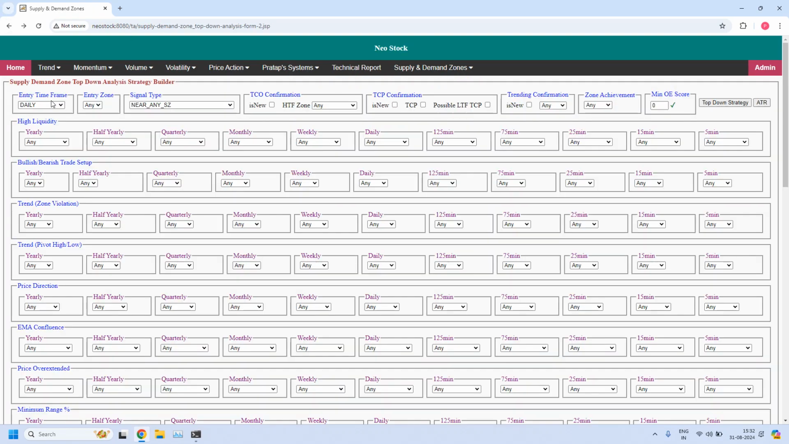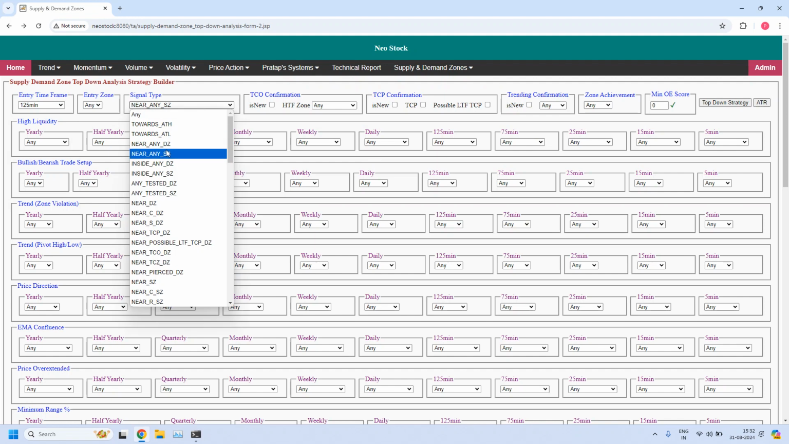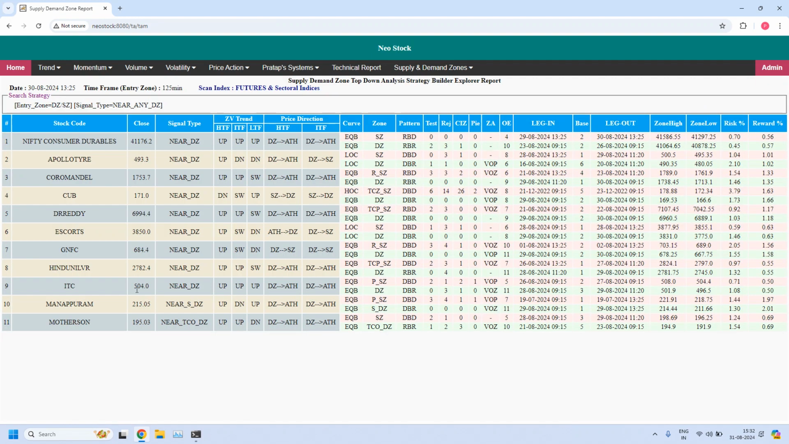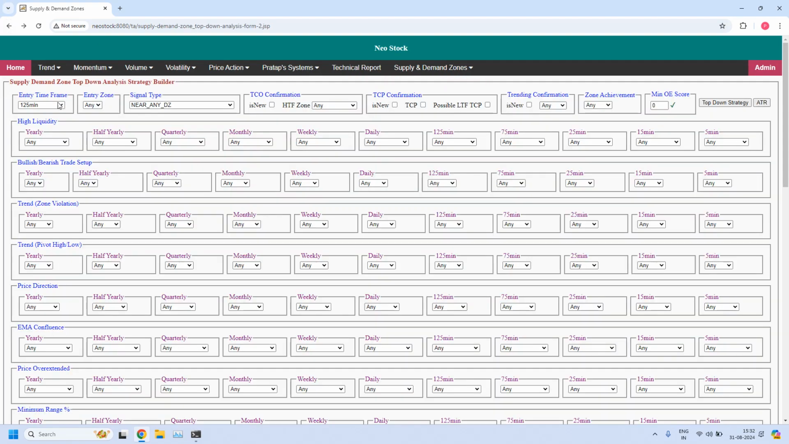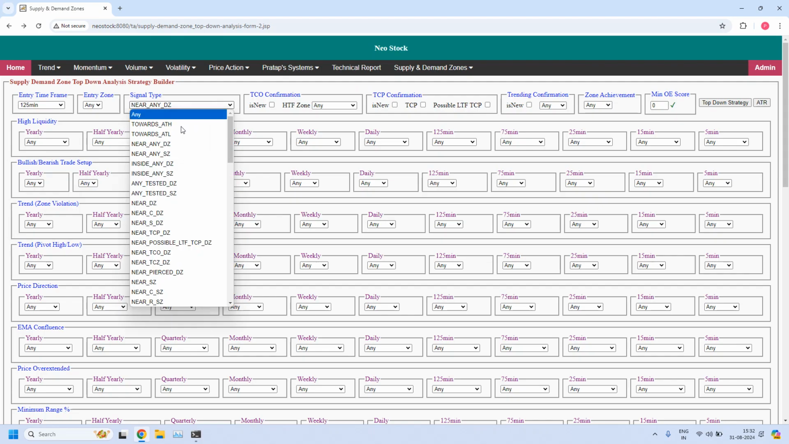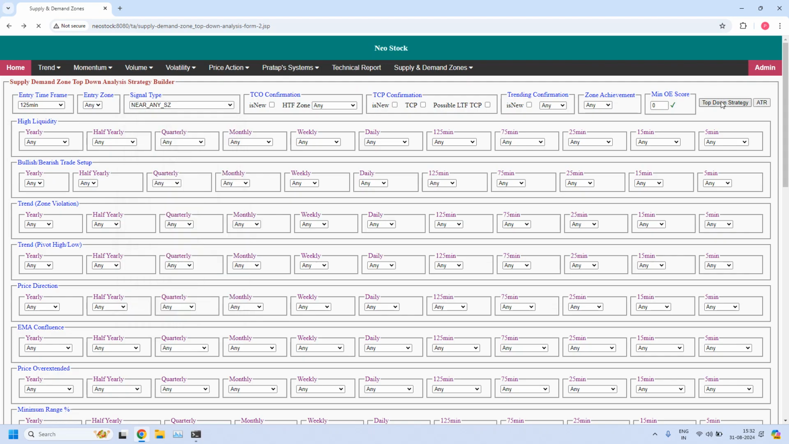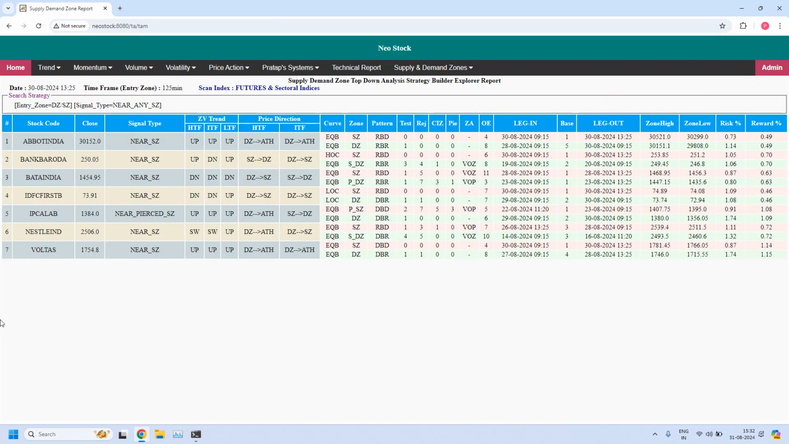The next time frame is 125 minutes. Let's find the stocks near 125 minutes demand zone. 11 stocks are filtered. And the next report for 125 minutes time frame, let us find the stocks near 125 minutes supply zone. 7 stocks are filtered.